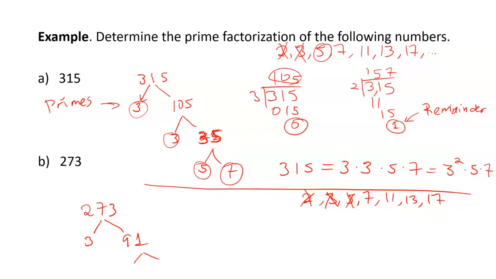And you get 7 and 13. And notice that 13 itself is a prime, so I stop there. So this is what tells us where to stop.